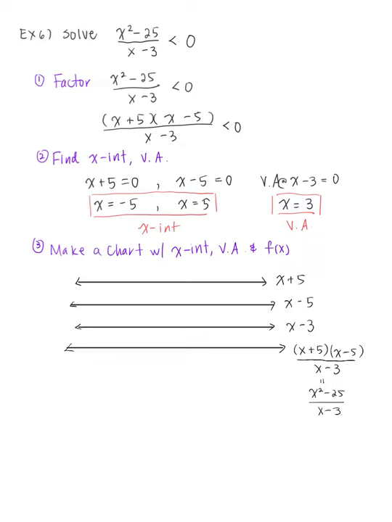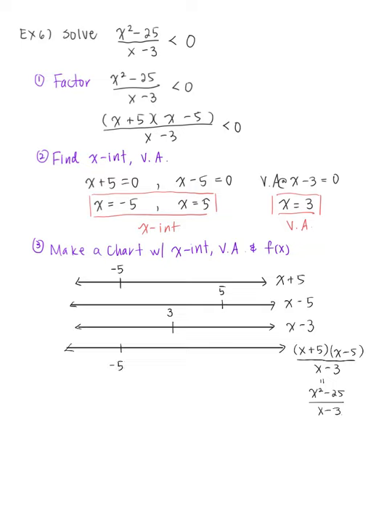All right, so let's just do the same thing. Let's just jot down x equals -5. So here it is. And then x equals 5. And then x equals 3. That's where the vertical asymptote is. Is that in order? Yes, it is, right?